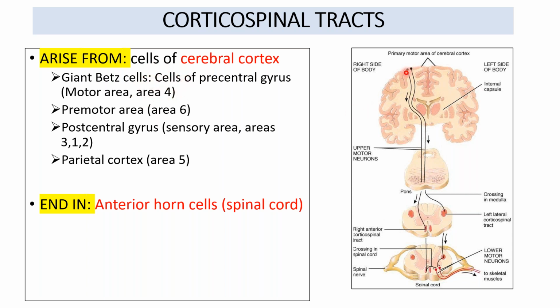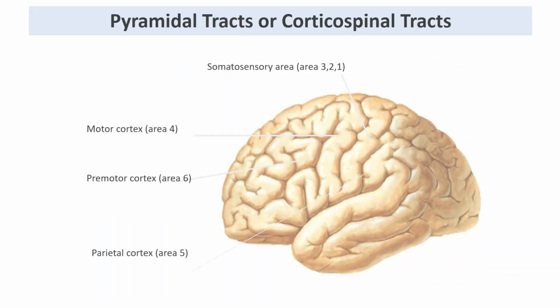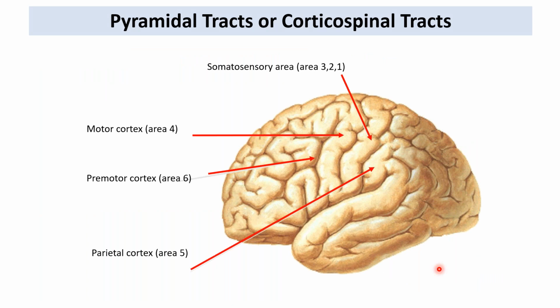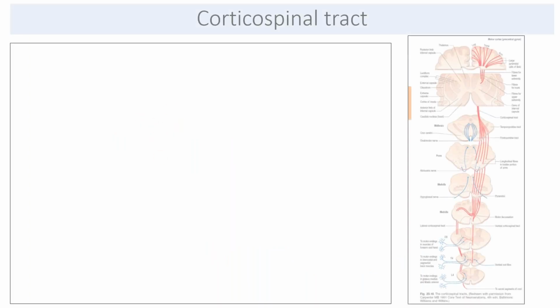So this is the location of the pyramidal cells over here. And where do they end? They end at the level of the anterior horn cells. Now these are the areas in the brain from where the corticospinal tracts arise, but remember the majority arise from the motor cortex, area number 4.